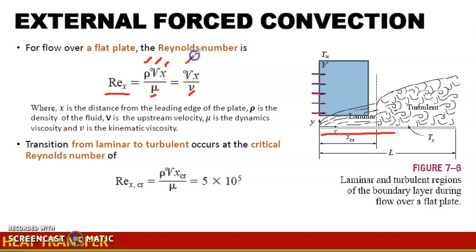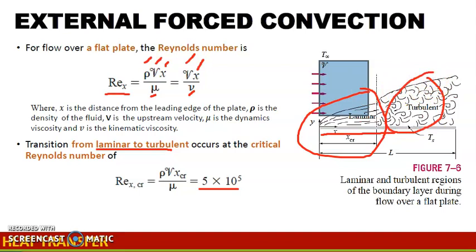So that's why we have velocity times the length over the kinematic viscosity. That is our Reynolds number. The transition from laminar to turbulent occurs at the critical Reynolds number, which is 5 times 10 to the power of 5. When the Reynolds number is less than 5 times 10 to the power of 5, this is laminar flow. This is in this region here. But when our Reynolds number is greater than 5 times 10 to the power of 5, then we have turbulent flow.